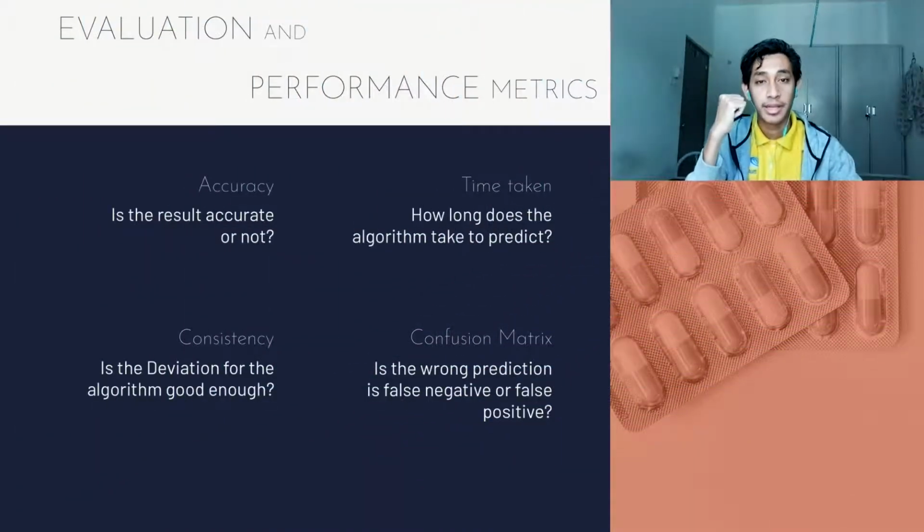There are 4 performance metrics that we use, which are accuracy, time taken, consistency, and confusion matrix. Accuracy decides whether the result is accurate or not. Time taken is the time consumed by the algorithm to predict the data. Consistency is the consistency level of data, whether it will get the same result after multiple predictions. And confusion matrix is to display the false negatives or the false positives.